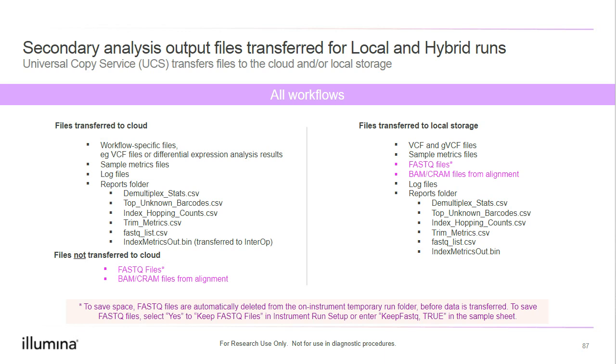The option to also transfer the FASTQ and BAM files, BAM and CRAM files from alignment will be present. However, for cloud analysis, FASTQs and BAM and CRAM will not be transferred to the cloud. To save space, FASTQ files are automatically deleted from the on-instrument temporary run folder before the data is transferred. To save these FASTQ files, when you're setting up the run in instrument run setup, you'll select yes to keep your FASTQ files, and it will show as keep FASTQ true in the sample sheet. Please note that if FASTQ files are wanted to be present in the cloud, you must use cloud mode and not local or hybrid mode.